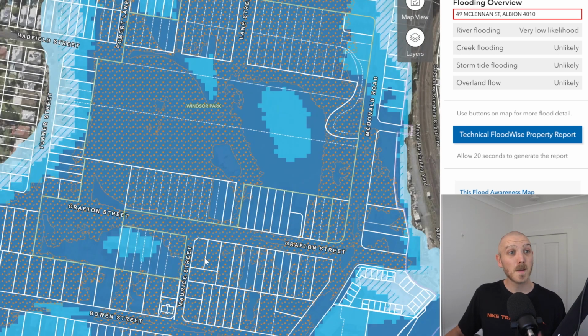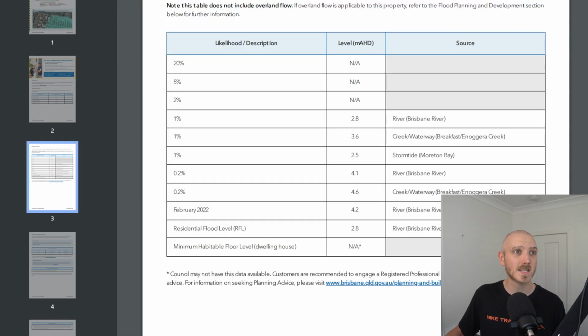But for my money, I personally wouldn't be buying my home or an investment property in a dark blue or a moderate blue area. The reason is that they have those higher percentage chances of flooding. Like we looked at before, if it's got a 20%, so it's a very dark blue, or a 5%, which is a moderate blue, or even a 2%, I don't like those likelihoods.